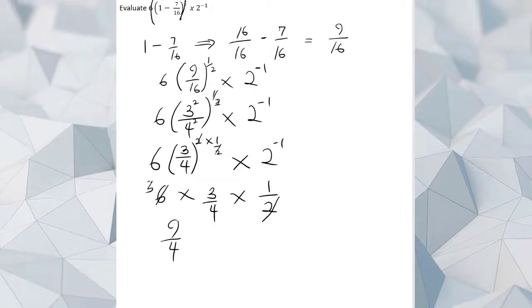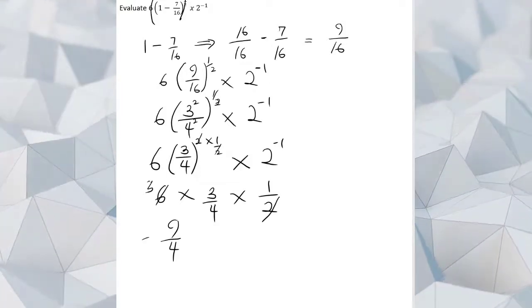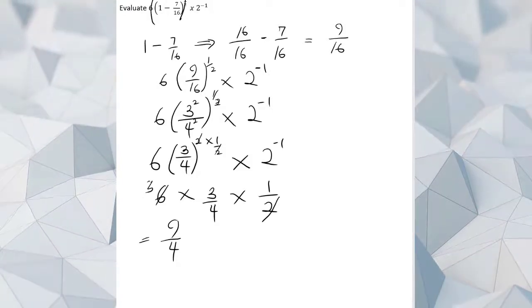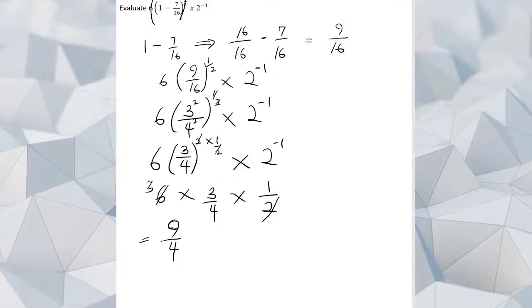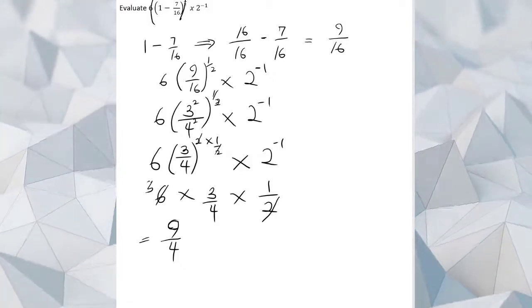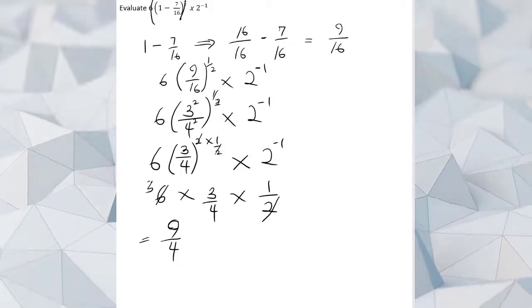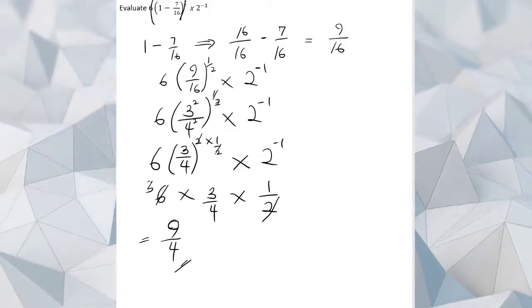I may wish to write that in index form, but that will no longer be simplified. So my simplified answer is actually 9 over 4. This is the same thing as 3 raised to power 2 over 2 raised to power 2, but it's not going to be simplified. So I can leave my answer as 9 over 4. Now let's look at the last question.